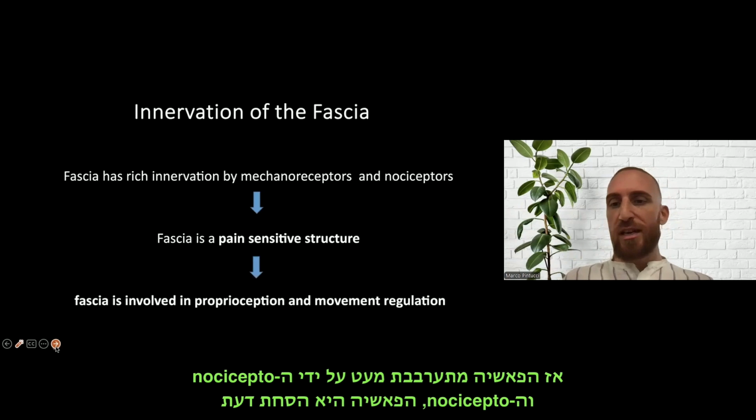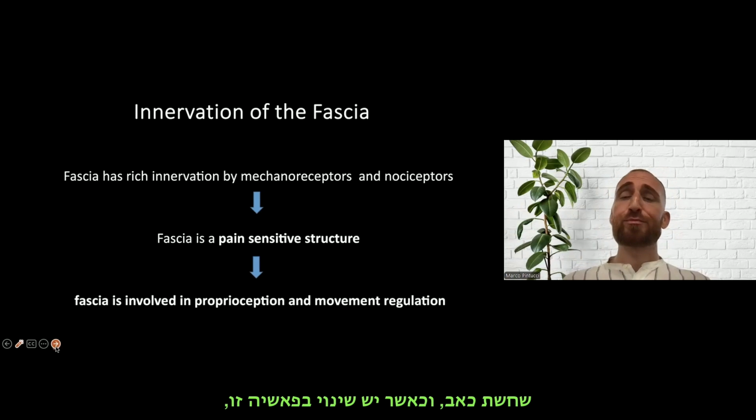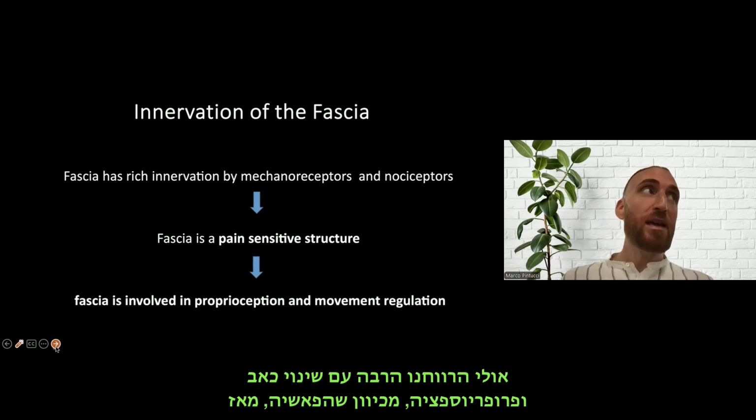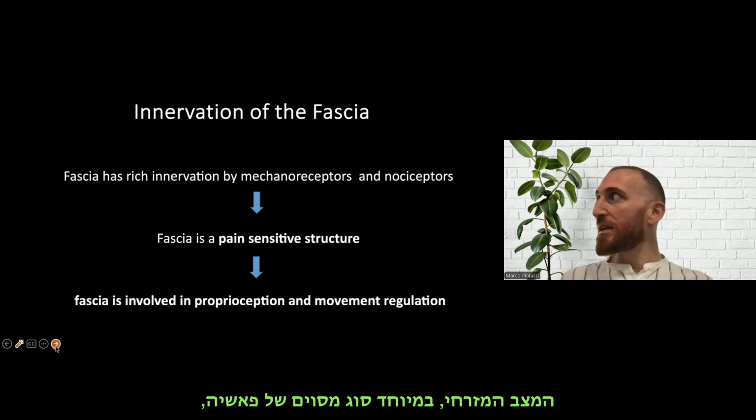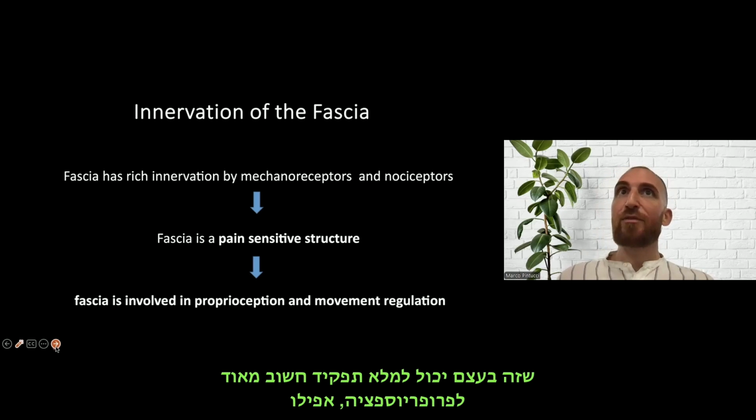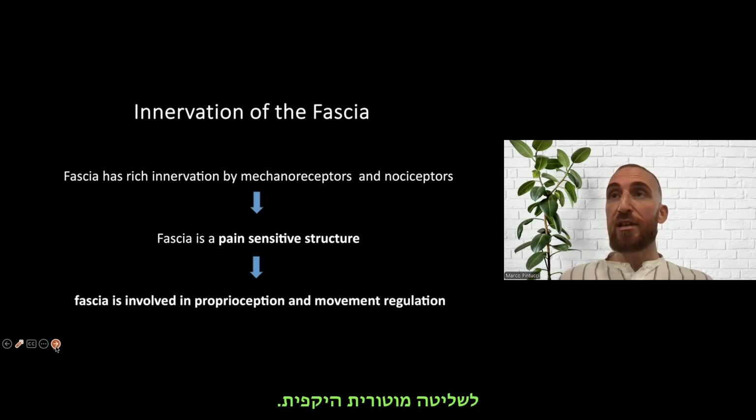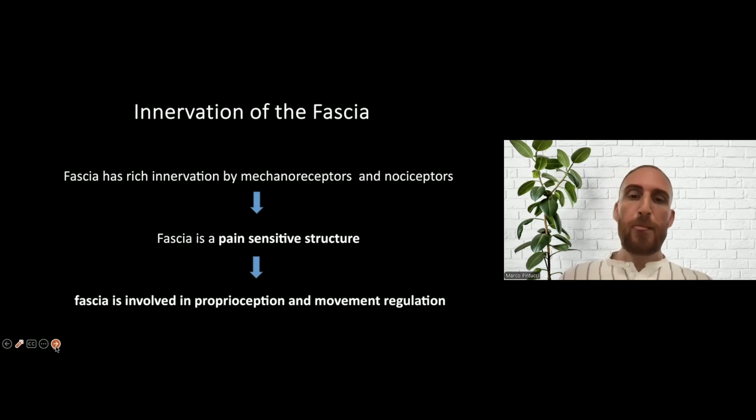So the fascia is richly innervated by mechanoreceptors and nociceptors. The fascia is a pain-sensitive structure, and when there is an alteration of this fascia, we may have local or referred pain, and alteration of perception, because the fascia, also in its physiological state, especially a specific type of fascia such as the retinaculum, plays a very important role for proprioception, even for peripheral motor control.